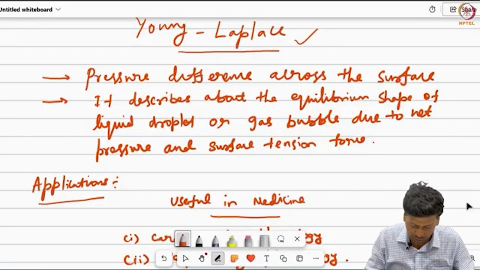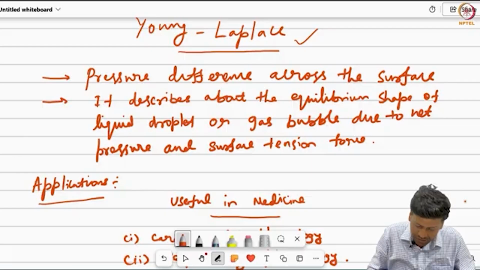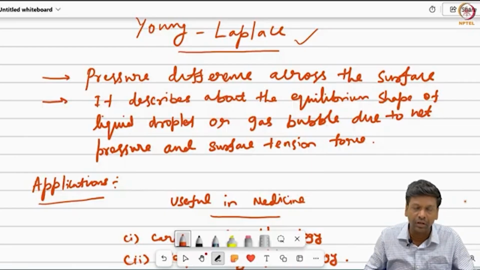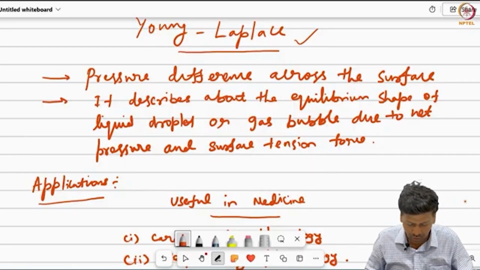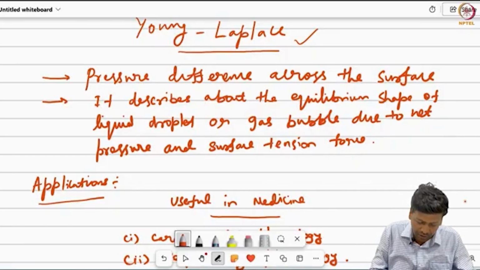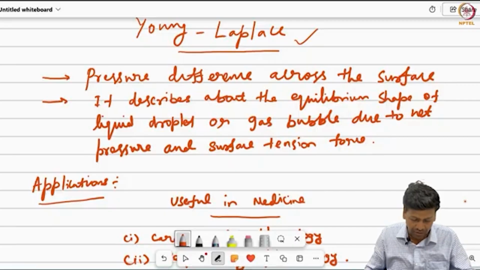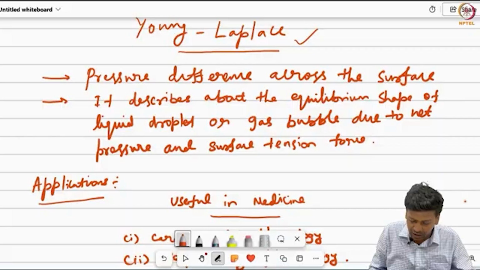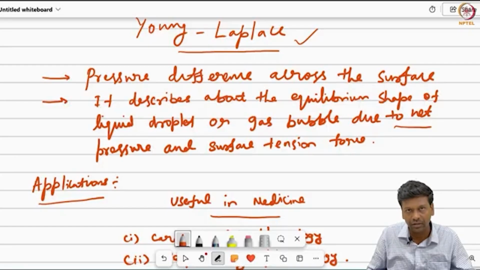As I explained just now, the pressure difference across the surface is what we are going to look at when we deal with the Young-Laplace equation. In short, the Young-Laplace equation is used to describe the equilibrium shape of the liquid droplet, or the gas bubble, due to net pressure and surface tension force acting at the interface, okay.